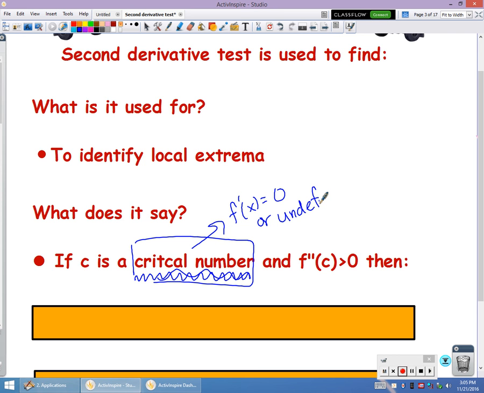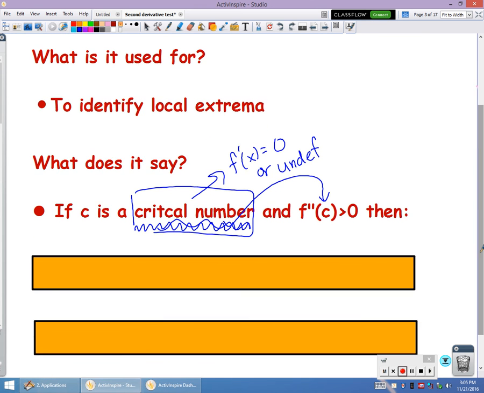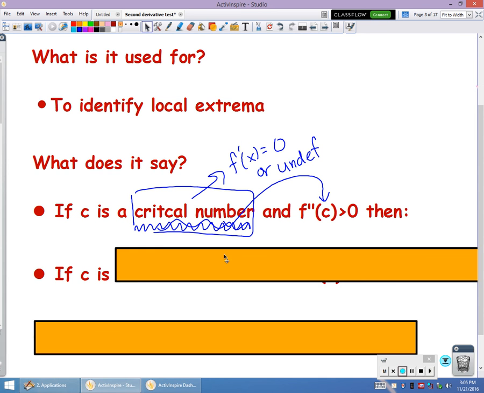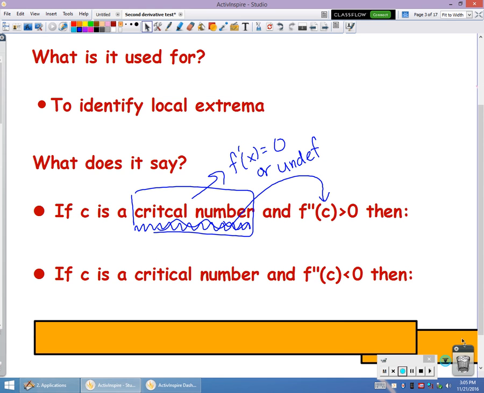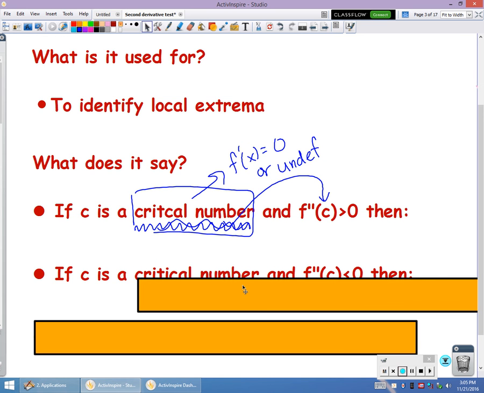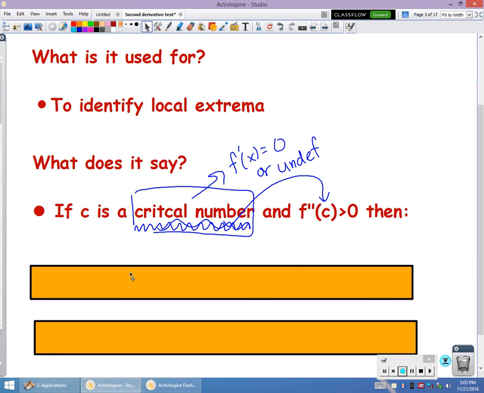Once we get that critical number, we can take the critical number and substitute it into the second derivative. If the output of the second derivative is greater than 0, and you can look at the graph that we just looked at to verify this, oh, I didn't have the "then." Let me write it up for you. I thought it was under the slider there.